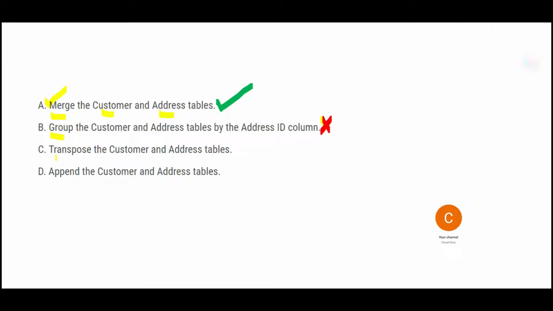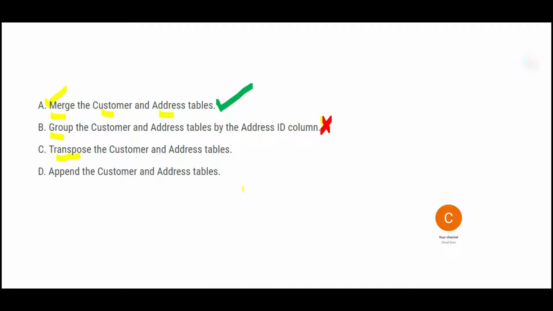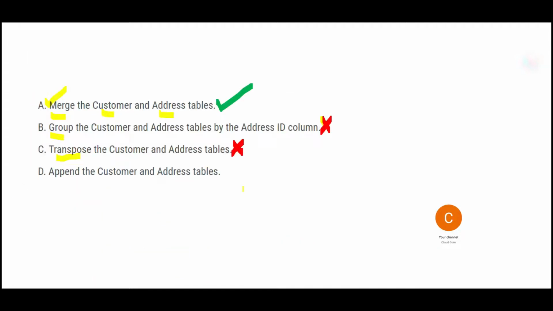Now, C talks about transpose. Transpose would convert the rows to columns and vice versa. In any BI tool like Power BI, Cognos, Tableau and so on, you have this feature of doing a transpose if you think it is a good way to represent your data visually. Does this question have a pain point of visual representation of the data? No. Hence, this option is wrong.